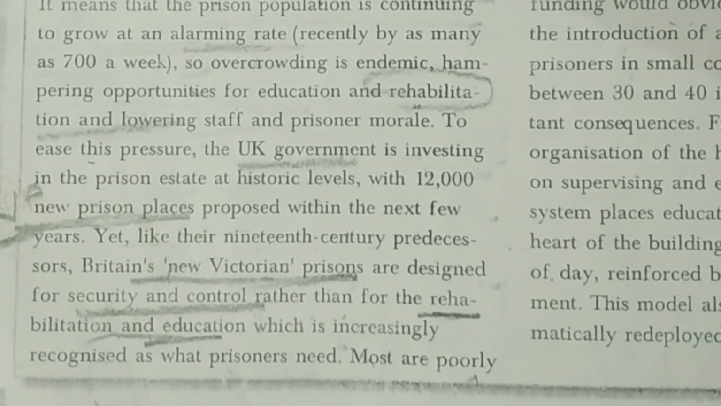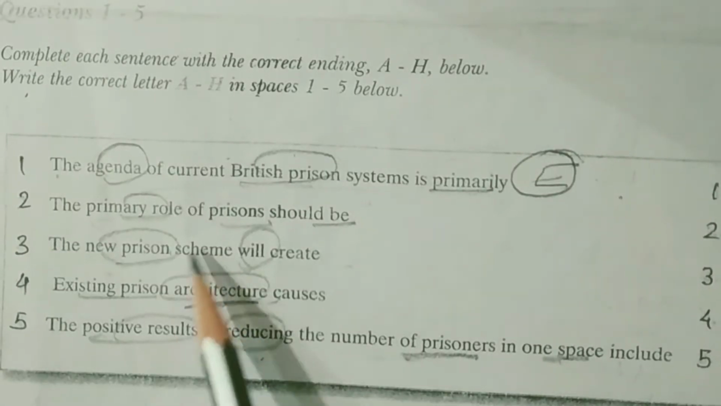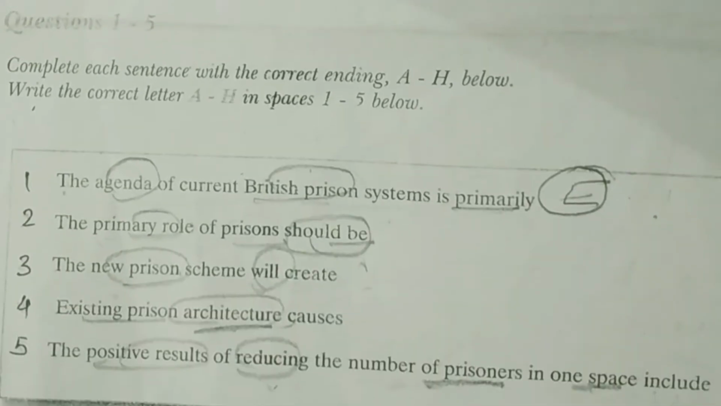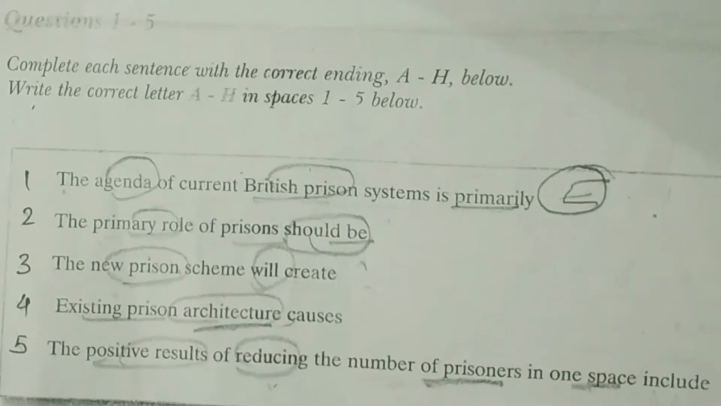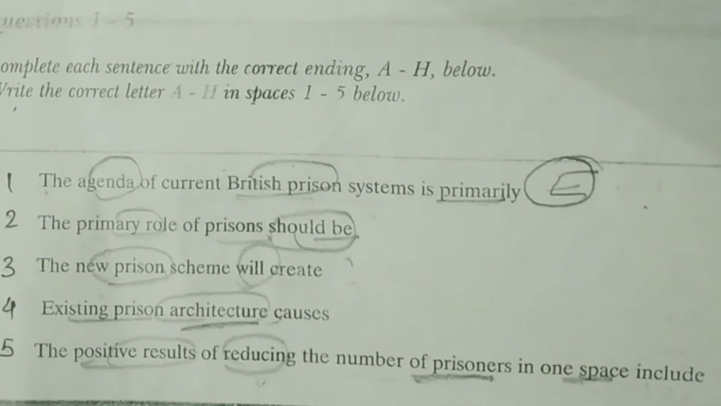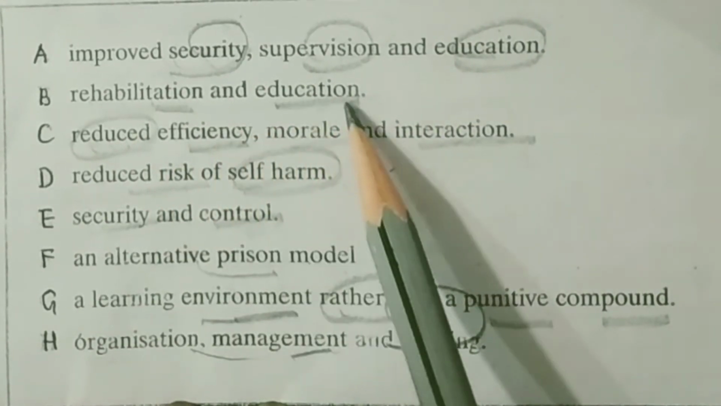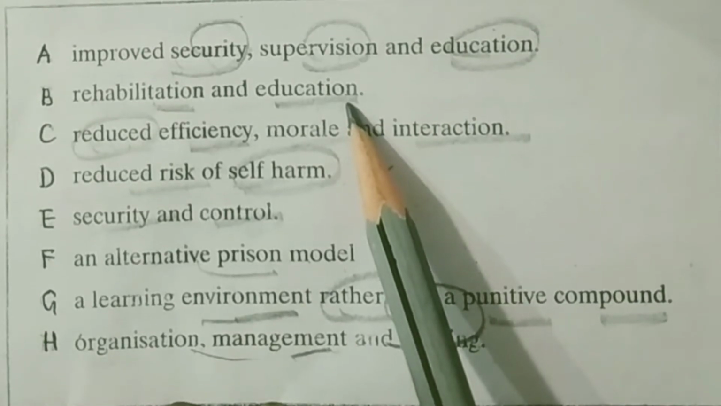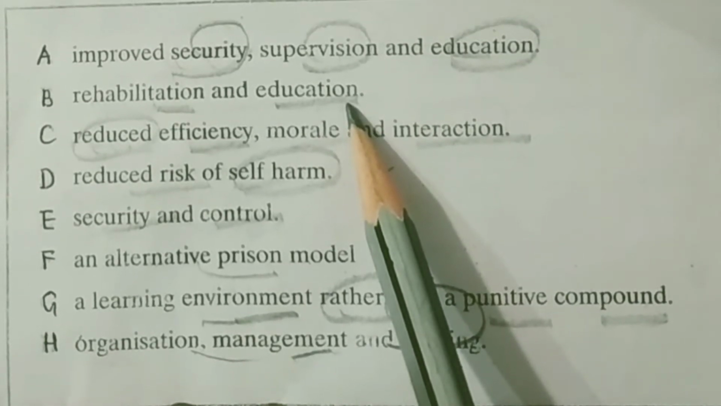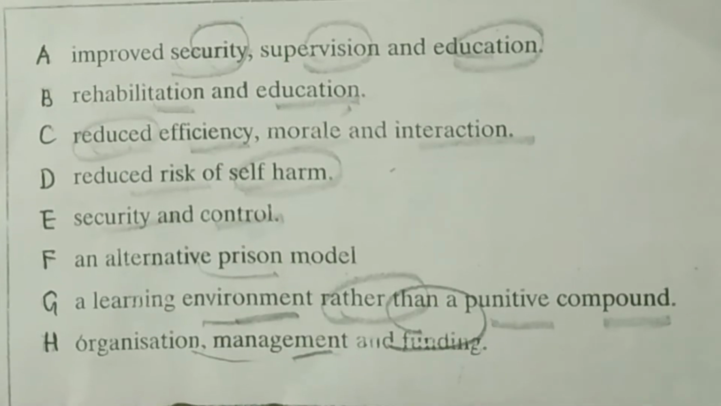Let's see the questions once. Our question is, the primary role of the prison should be. It means the prisons should provide rehabilitation and education. Let's see whether there is any option like this or not. Improved security, supervision, rehabilitation and education. Yes, clear cut, it has been written. So we can give this answer to question number 2.